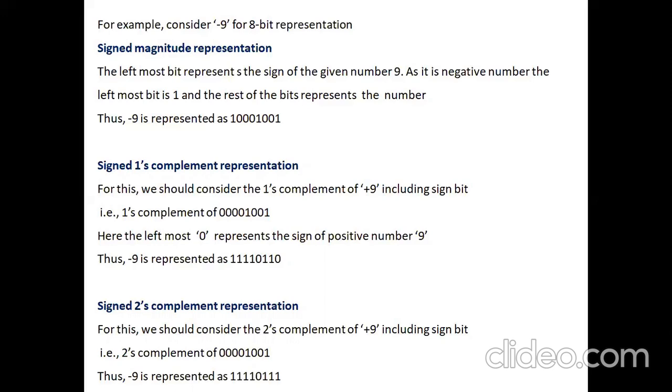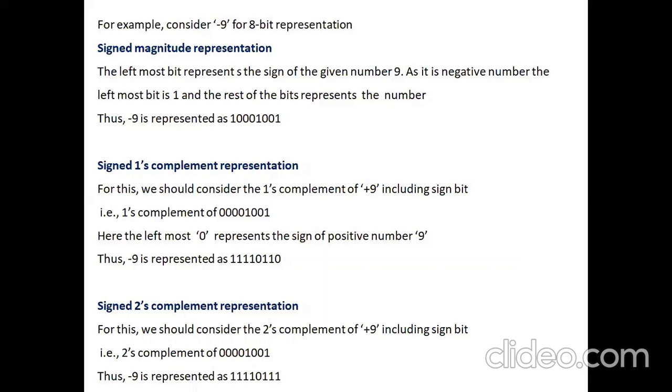Coming to signed ones complement representation. Here we have to take the ones complement of the sign magnitude representation. That means you take the sign magnitude representation of +9, not -9, and then find its ones complement. For +9, as it is a positive number, the leftmost bit will be 0, and after that you write the 9 value in binary form.